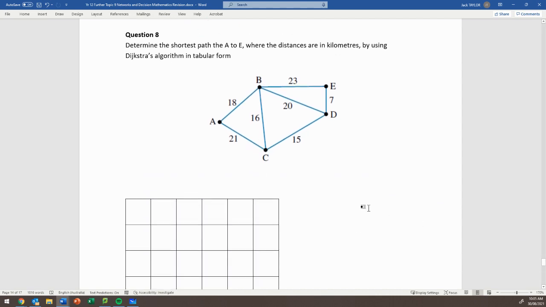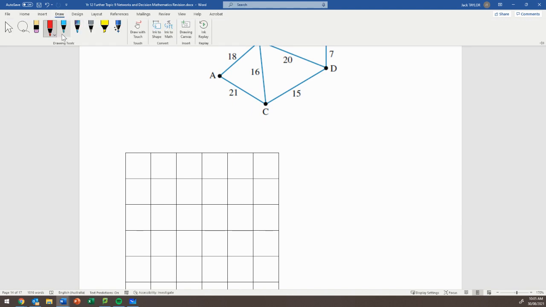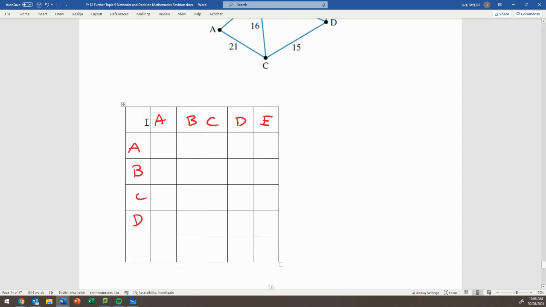Last question. Determine the shortest path A to E where the distances are in kilometers by using Dijkstra's algorithm in tabular form. All right, so here's a table I prepared earlier. Let's fill it in. All right, so we've got A, B, C, D, and E.